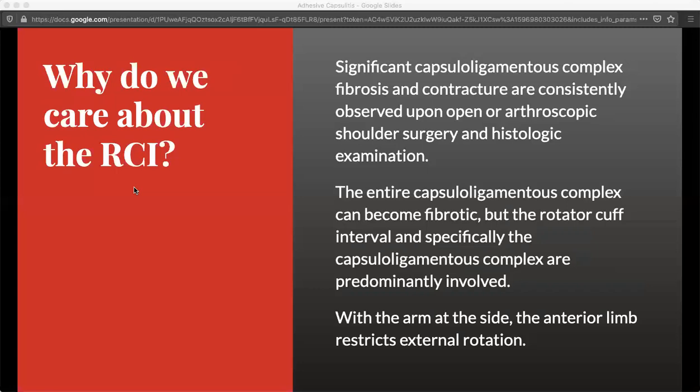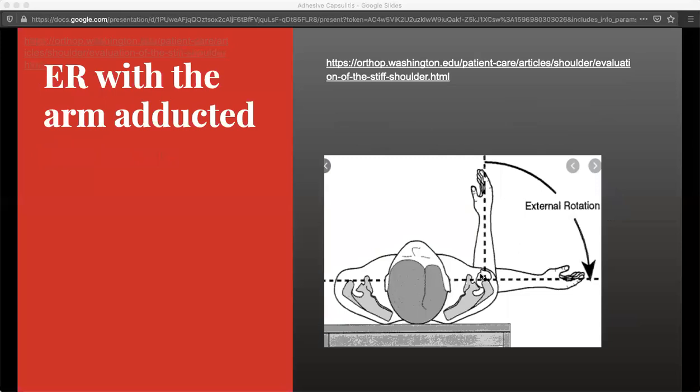So with the arm at the side, the anterior limb restricts the external rotation. So when you go into external rotation, if this is not labile or doesn't give, then you can see how it will not allow rotation of the shoulder externally. And they have also found that when they release the coracohumeral ligament, they see a dramatic increase in shoulder external rotation with the arm at the side. So that is the motion, external rotation, but with the arm at the side. So it's not out here, it's down here.